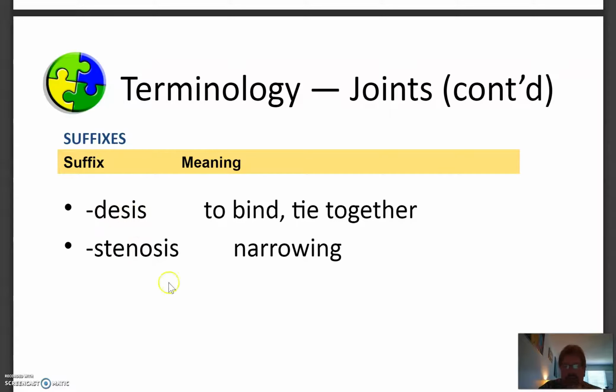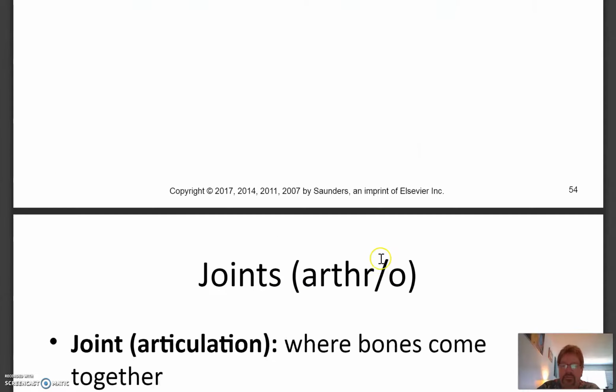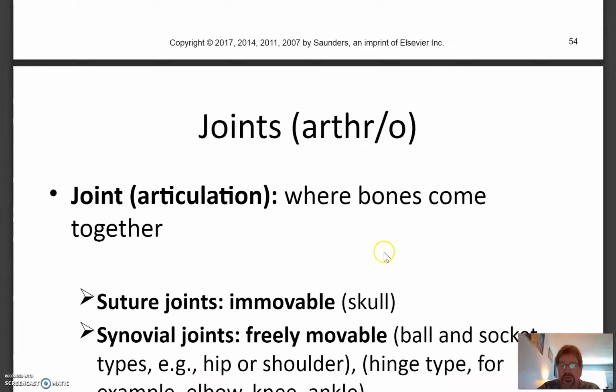Stenosis is one you need to know for sure. Well, all these you need to know, or we wouldn't have them in here, and they'll have to be asked on a test. When something becomes stenotic, it becomes narrowed, and that's an important term to know, because usually that's not good.